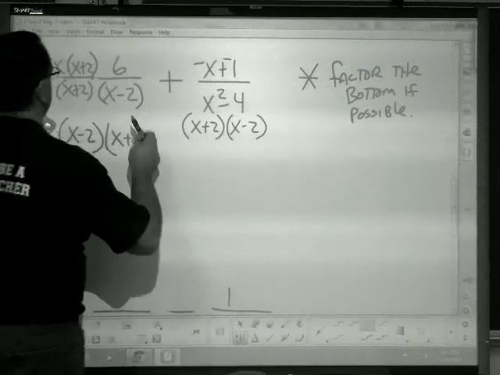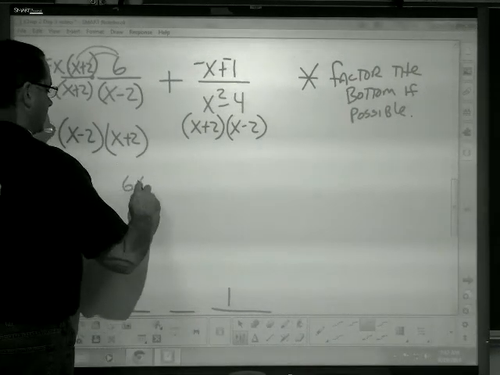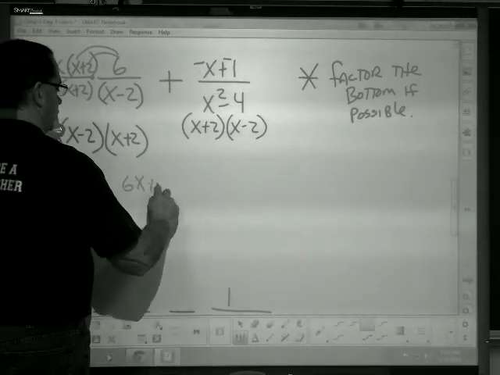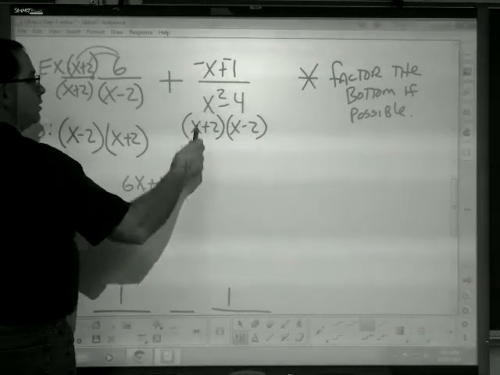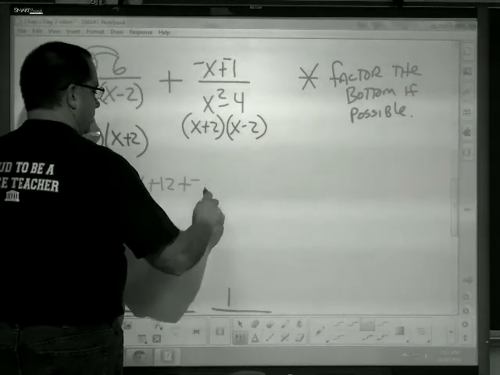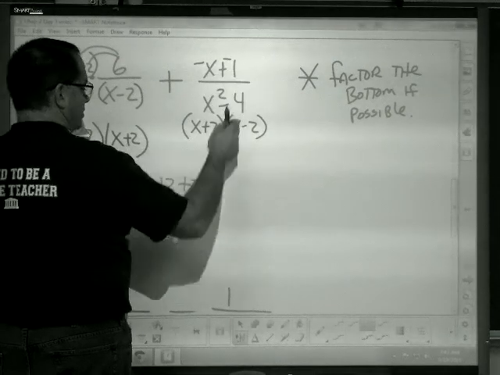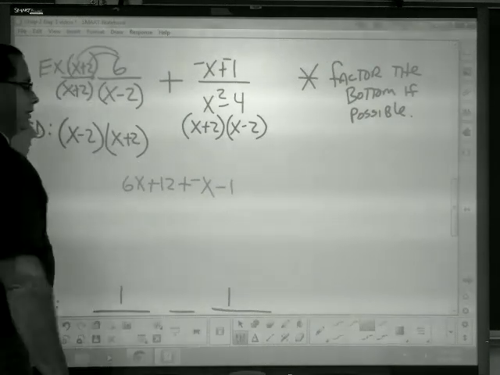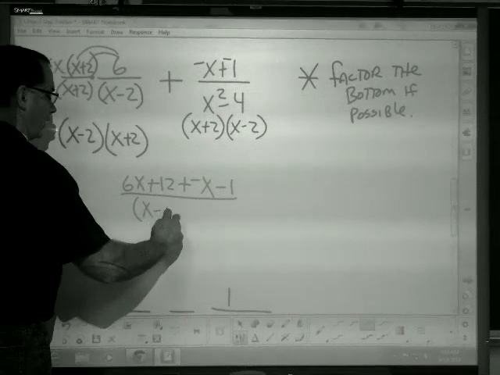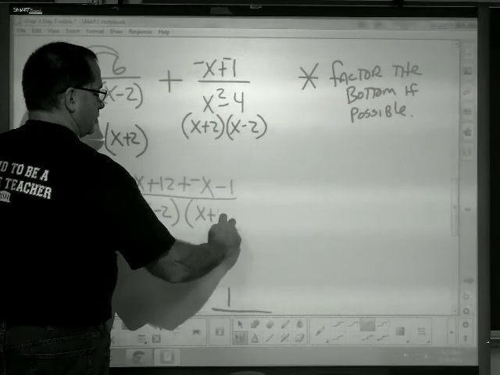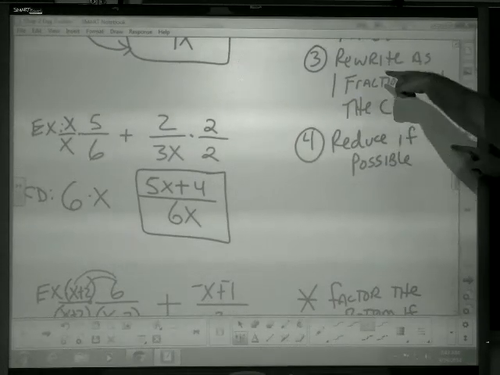So I have to do some distributing. So 6 times x, 6x. Plus 6 times 2 is 12. Plus a negative x. And so I could have written that as minus x, or I could do plus a negative x, it doesn't matter. And then plus a negative 1, I'll just write as minus 1, it's no big deal. All over my common denominator of x minus 2, x plus 2. So, rewrite as one fraction, we did.